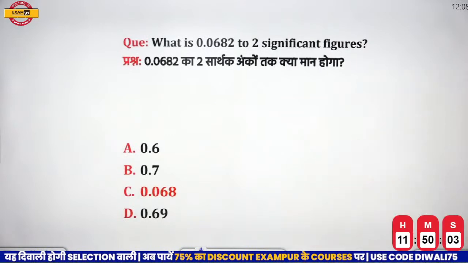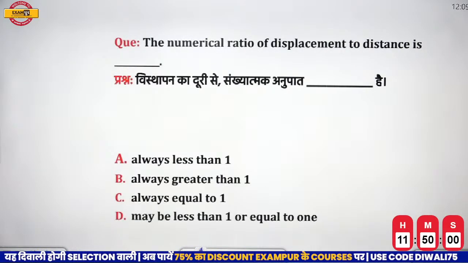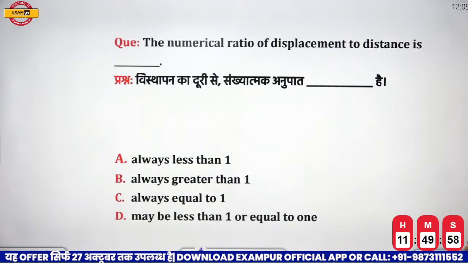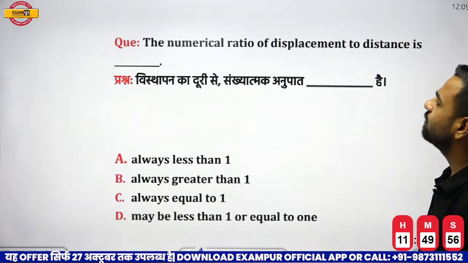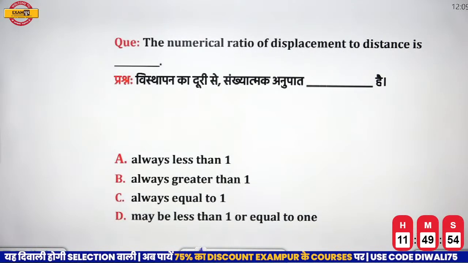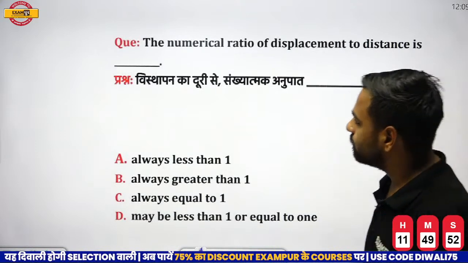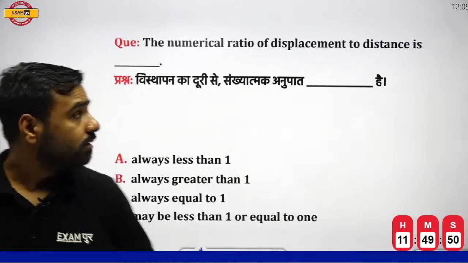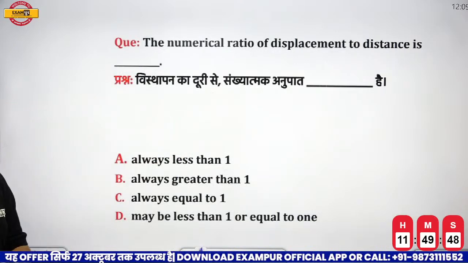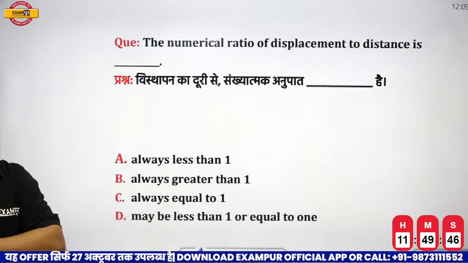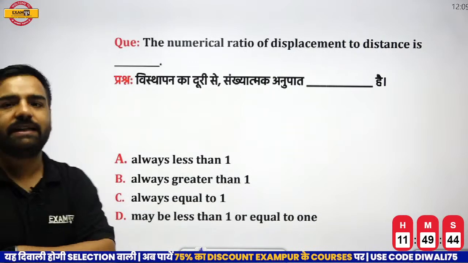Okay. So yes, there's the next question. The next question is, the numerical ratio of displacement to distance is what? The numerical ratio of displacement to distance is dash. What is it? The numerical ratio of displacement to the distance. Again, a previous year question, but it sometimes creates doubt.